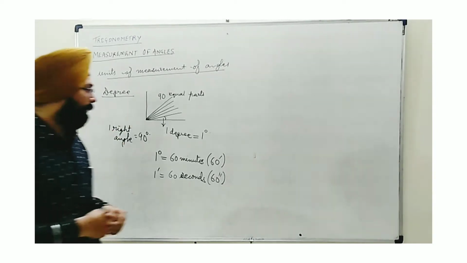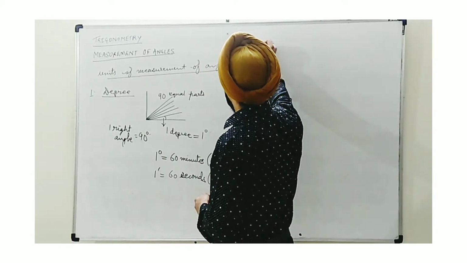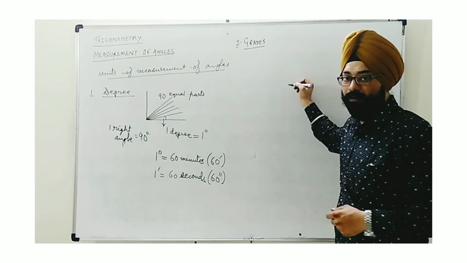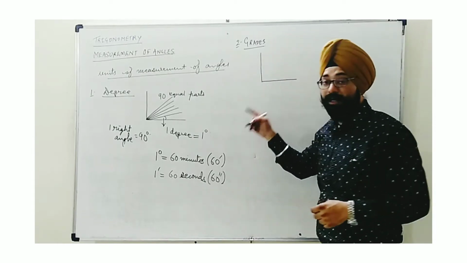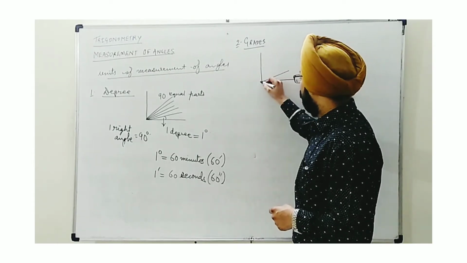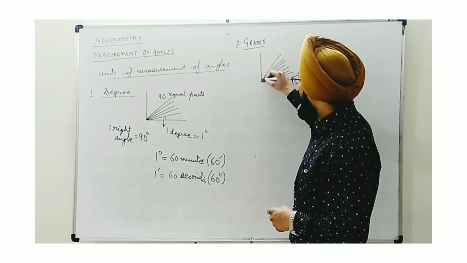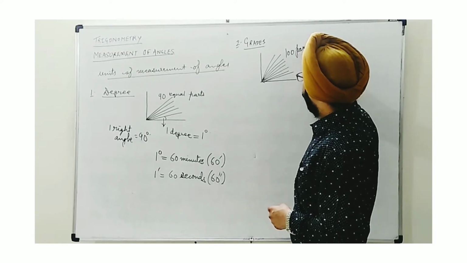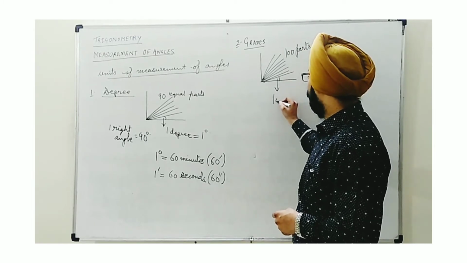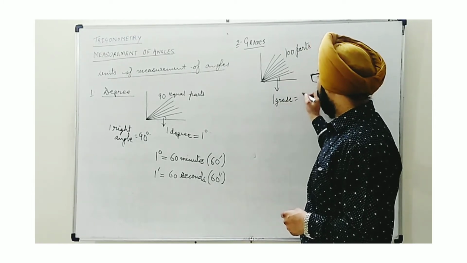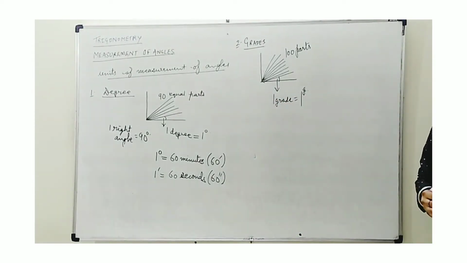Now we will switch to another unit. The other unit is grades. How is it defined? When a right angle is divided into 100 equal parts. In the case of degree, we divided into 90 parts. Here we are doing 100 equal parts. Keep in mind, each part is measured as 1 grade. For the symbol we write 1 and G, in place of the degree symbol we put G here. Okay, so that becomes 1 grade.